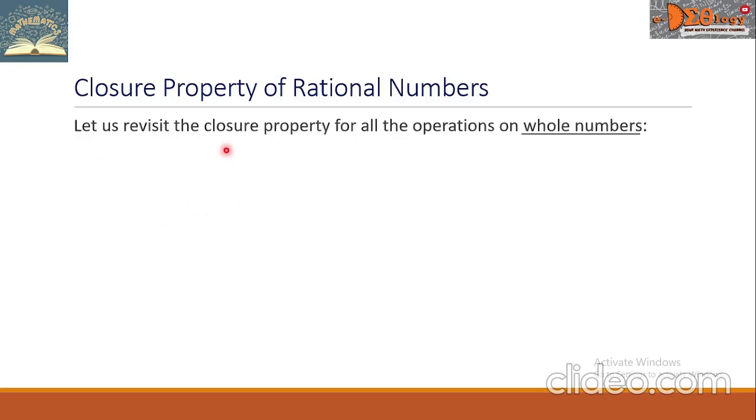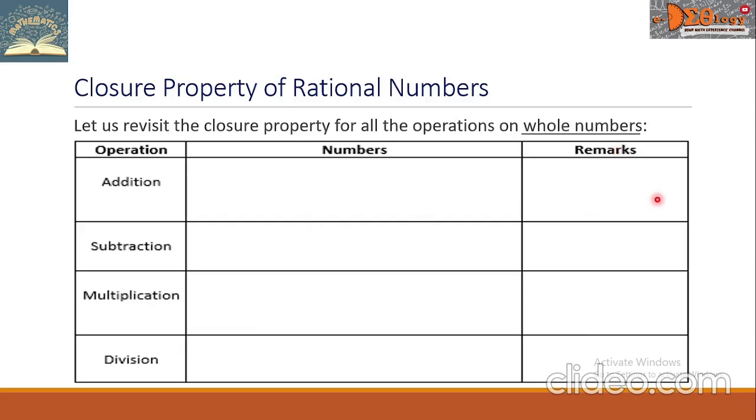Now let us revisit the closure property for all the operations on whole numbers. We have this table with three columns. In the first column, the operations are listed. Let's begin with addition. Here we have one example, 0 plus 5. 0 and 5 are whole numbers, and the answer is 5, which is a whole number. Another example, 4 plus 7. 4 and 7 are whole numbers, and the answer is 11, which is a whole number.